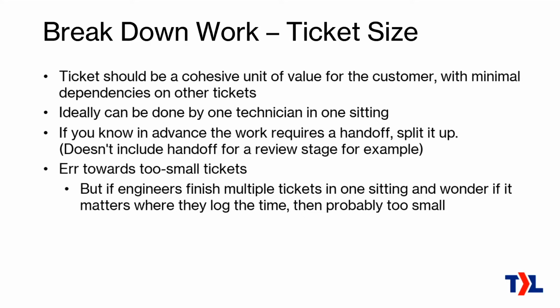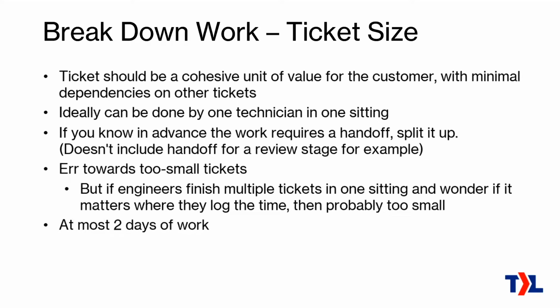I would say, if you're not sure, err on the side of two small tickets. Most MSPs have problems making tickets that are too big. So err on the side of two small tickets. However, it is definitely possible to make them too small. You might have made them too small if an engineer sits down and instead of doing like one ticket of work, they actually do like 3 or 4 or 5, and they get to the end and they're like, does it even matter which one I put my time against? If that happens, then you may have made those tickets too small.